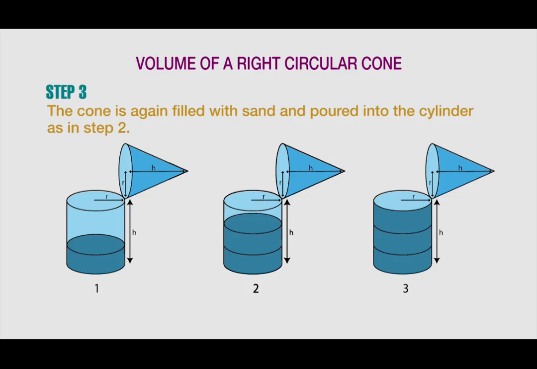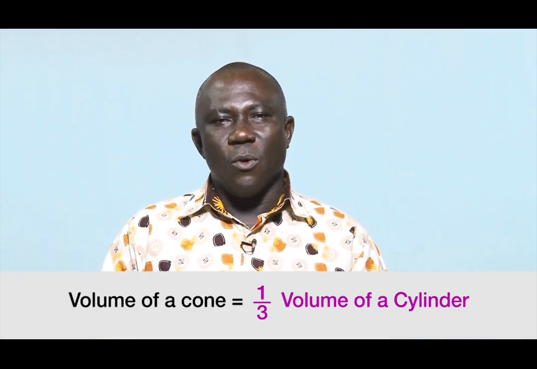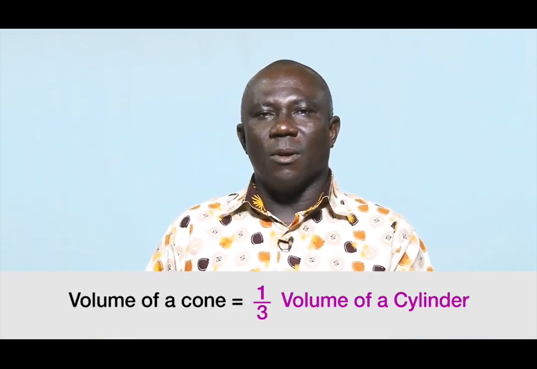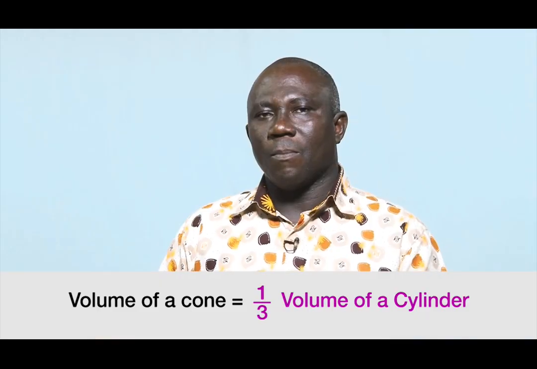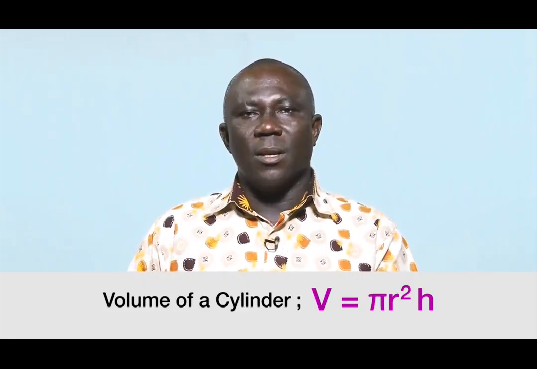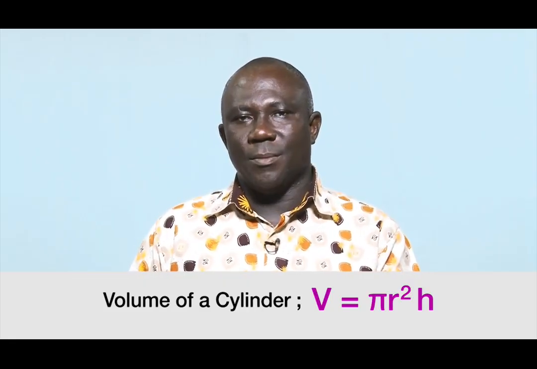What is your observation? It can be observed that 3 times the volume of the cone makes up the volume of a cylinder, which has the same radius and the same height. In other words, the volume of a cone is 1/3 the volume of the cylinder. For our lesson on prisms, we were able to establish that the volume of a cylinder is given by V equals pi r squared h.